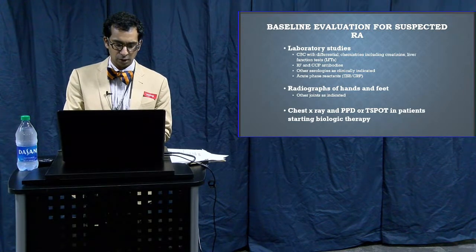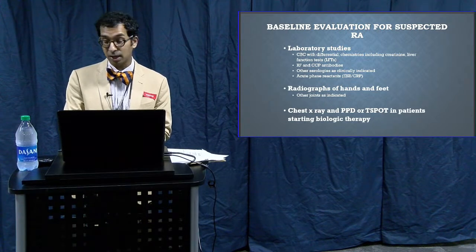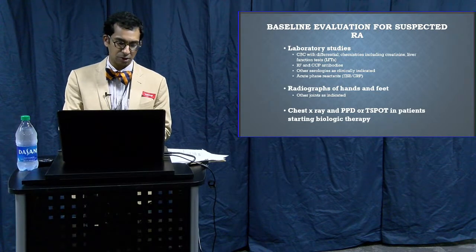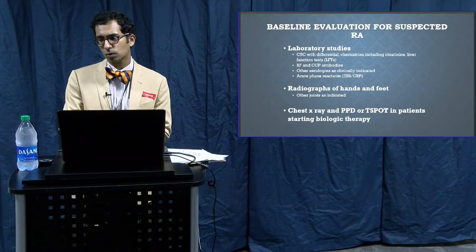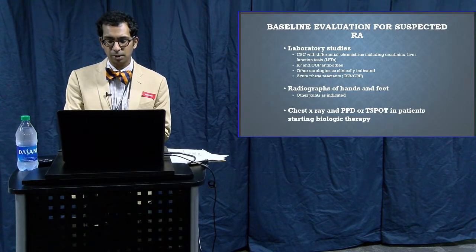And if you are fairly confident a patient may have rheumatoid arthritis, obtaining a baseline chest X-ray and then pursuing a hepatitis profile and PPD or T-spot would be warranted as well in someone in whom you're contemplating or has a good chance of needing biologic therapy.